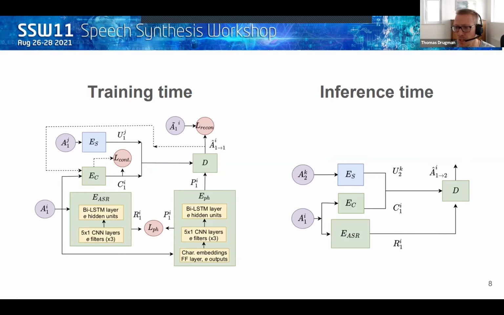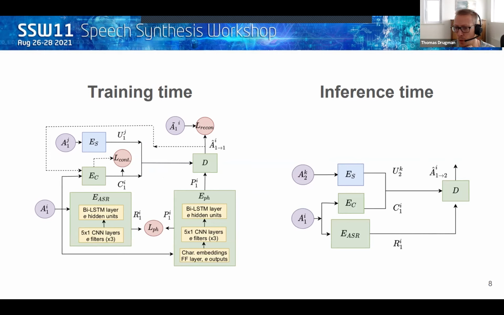This is the architecture of the system during training and inference times. Don't worry, I know it looks pretty complex. I'm going to dive deeper into that. But just as you can see here, we have ES, the speaker encoder, the content encoder is here, the ASR encoder, and the phonetic encoder. So those are the 4 encoders, and we have one single decoder here consuming the embeddings from those encoders.